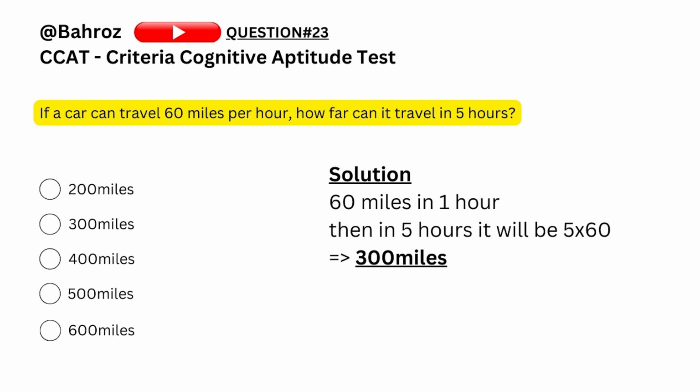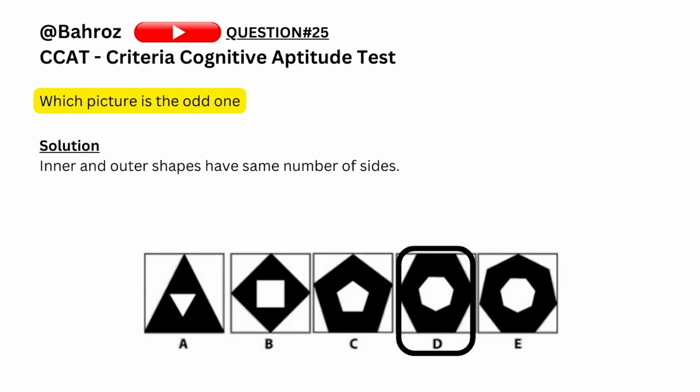Next question, if a car can travel 60 miles per hour, so we write 60 miles in 1 hour, how far can it travel in 5 hours? So if it travels 60 miles in 1 hour, in 5 hours it will be 5 into 60, which is 300 miles. Next question, which picture is the odd one? Look at the inner and outer shapes. They have the same number of sides, triangle and triangle, square and square, pentagon and pentagon. It's only D which has a different number of sides on the outer shape versus the inner shape.